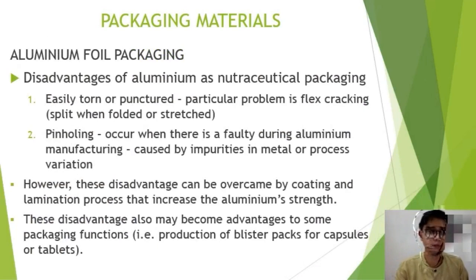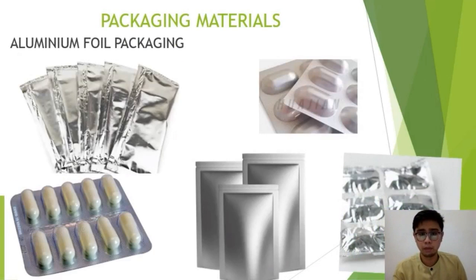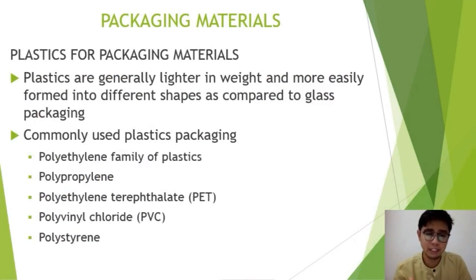These are the examples of the aluminum foil packaging that have been used in the nutraceutical application. Now we continue with the next packaging materials, which is plastics. Plastics are generally lighter and more easily formed into different shapes as compared to glass packaging.